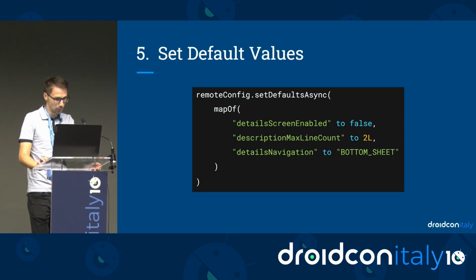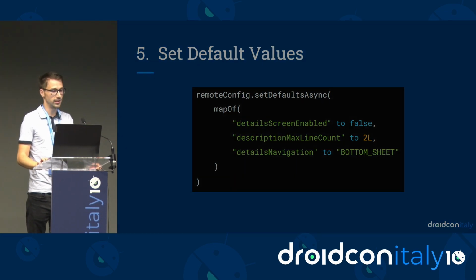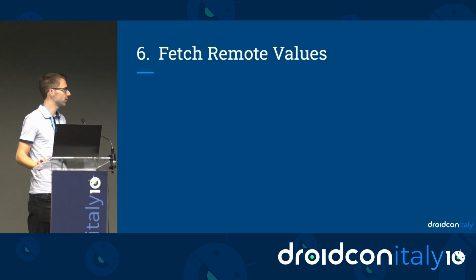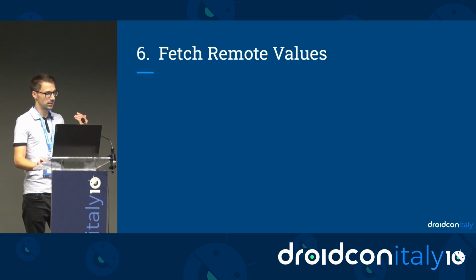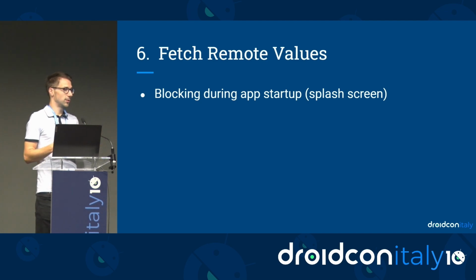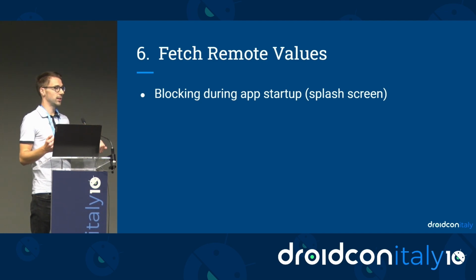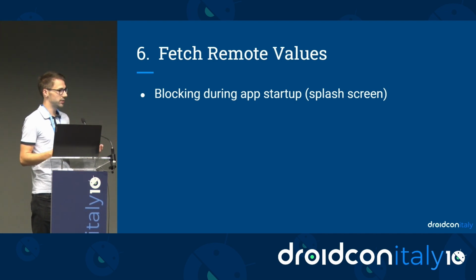Cool. So once you have all of this set up, what you need to do is fetch the remote values. Then you need to decide when you're going to do that. You have a few options. First one is you fetch the values from the service during app startup. If you have a splash screen, you can do it there, and then after it's fetched, after the splash screen, you have the newest values available to you, and you can immediately use them.